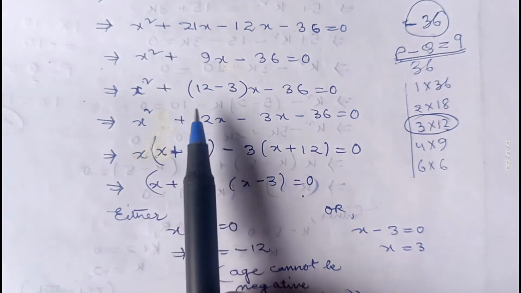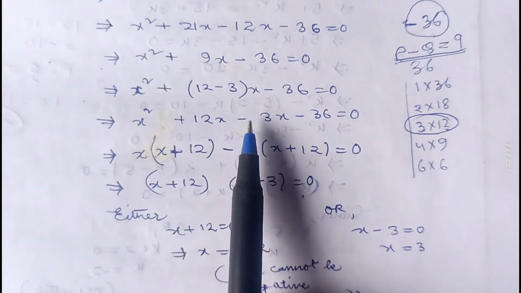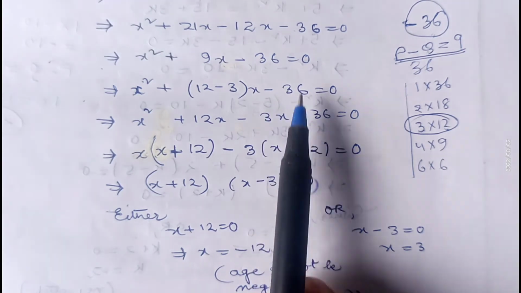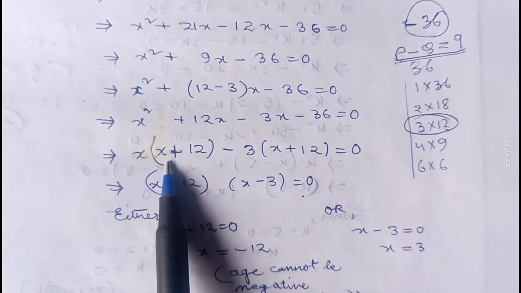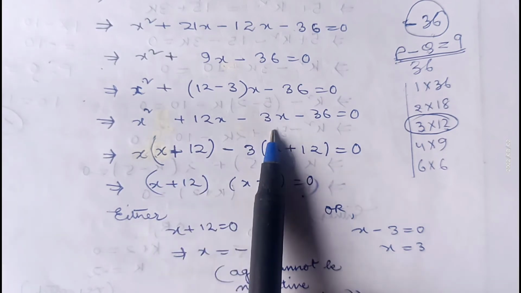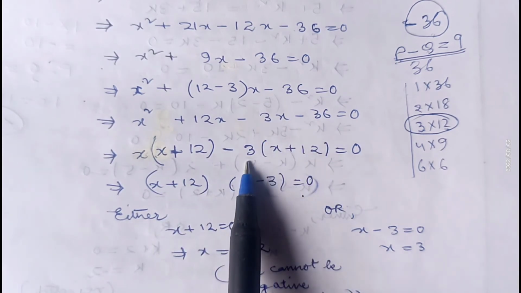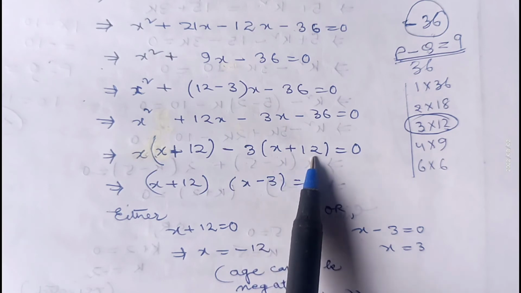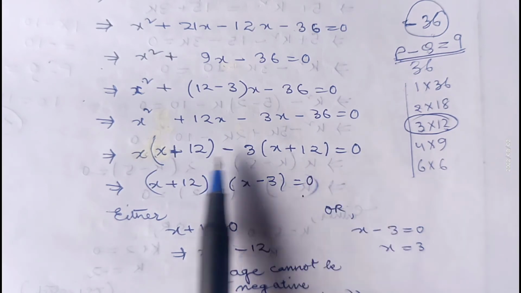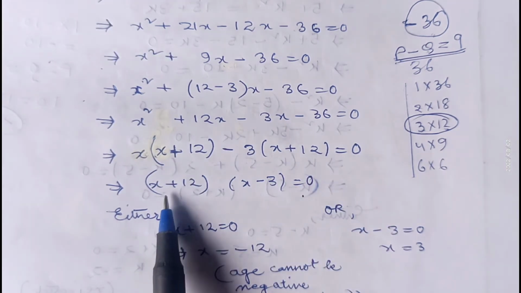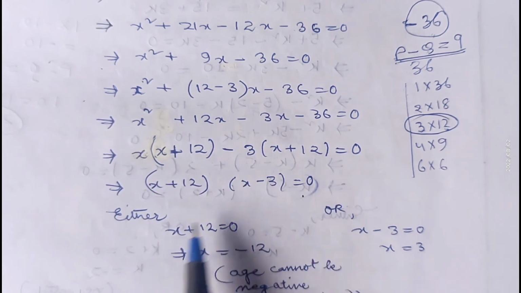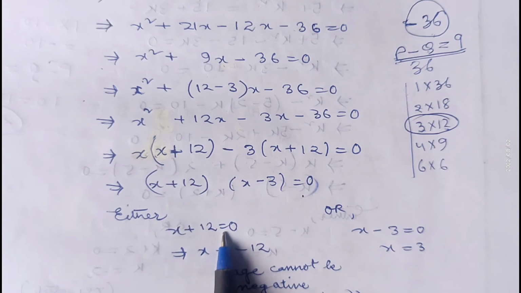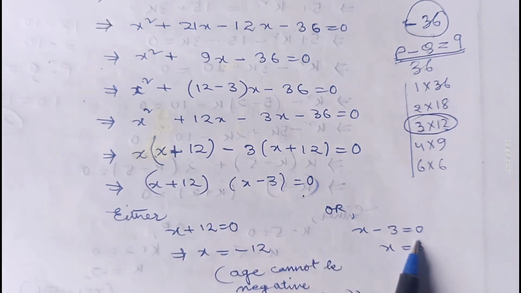x square plus 12x minus 3x minus 36 equals 0. From these two I can take x common. We are left with x plus 12. From here minus 3 can be taken common. So we are left with x plus 12. Again x plus 12 can be taken common. Then it will be x plus 12 into x minus 3 equals 0. So either x plus 12 equals 0 or x minus 3 equals 0.